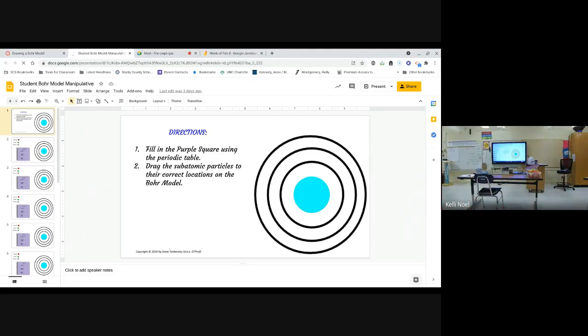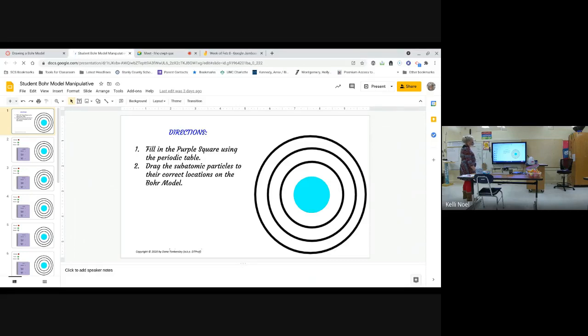So I gave a half little sheet. If you're working online, you can get this from your notes and how to draw. But this is kind of going to take you step by step. So on each slide, the blue part is the nucleus. You are already given energy levels here. And it says that you're going to fill in, and you'll have a purple square as well.